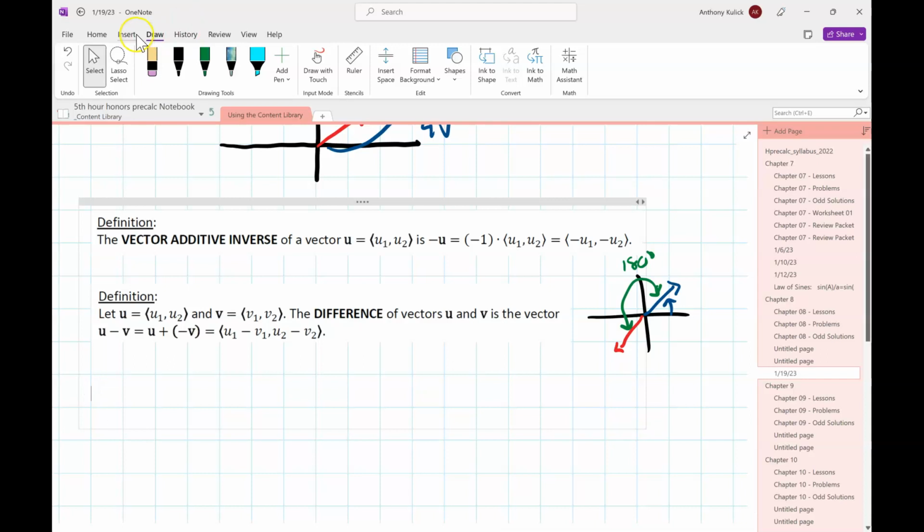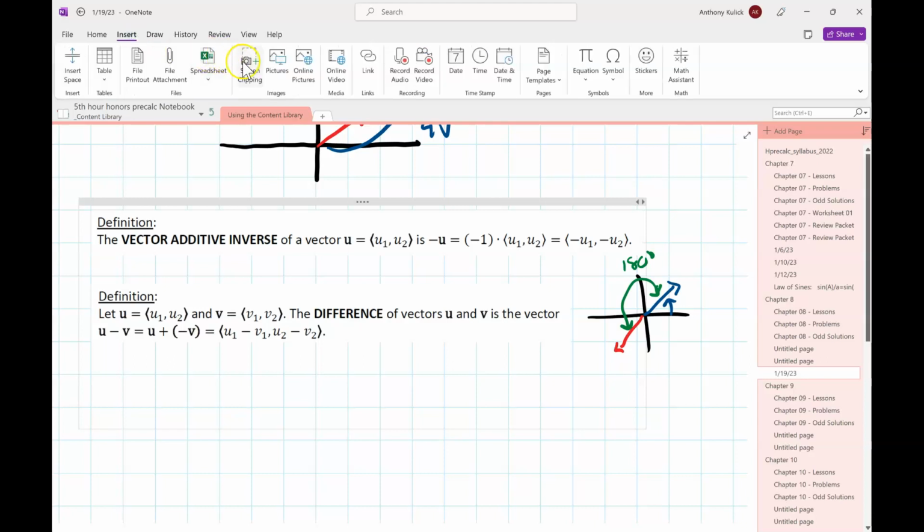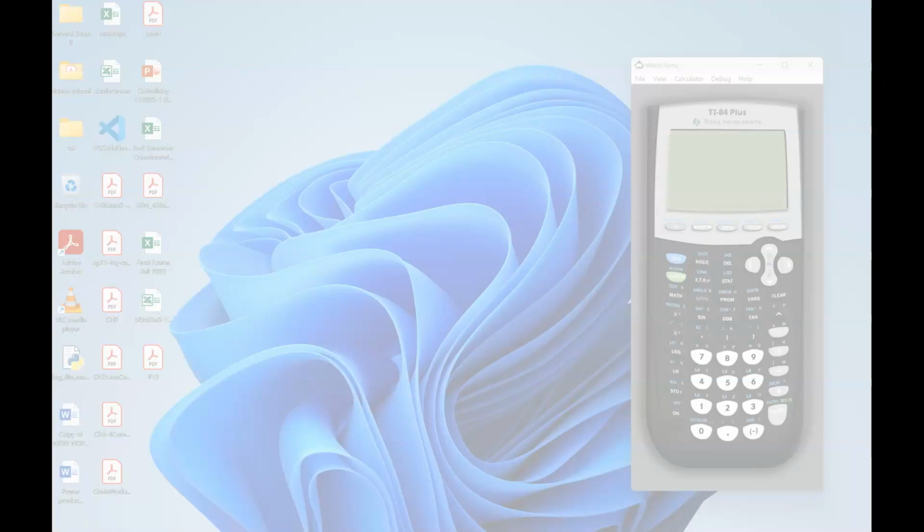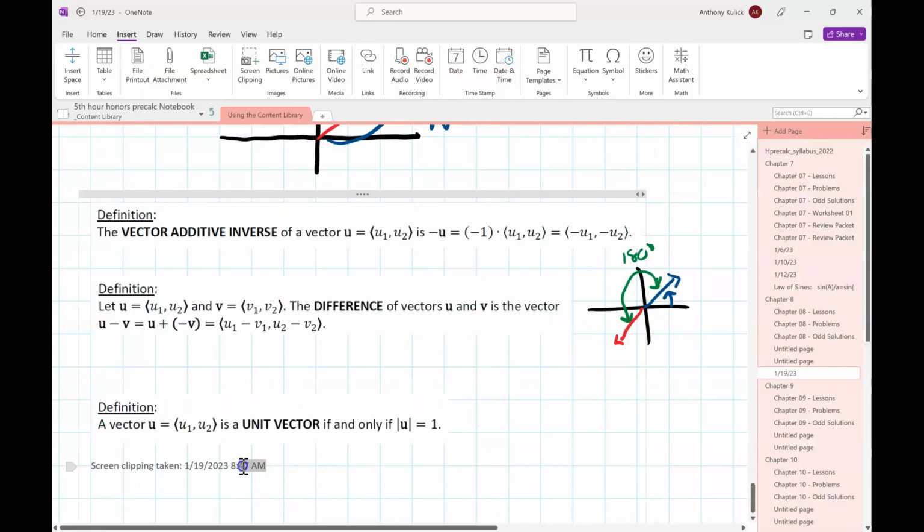Now we're going to define another very special vector. So we have this special vector, the zero vector, right? And we have these special vectors, the additive inverse. The next special vector we're going to talk about is called the unit vector. And we say that a vector is a unit vector if and only if its magnitude is 1. So if a vector has length 1, we call it a unit vector. Or any vector with length 1, we call a unit vector.